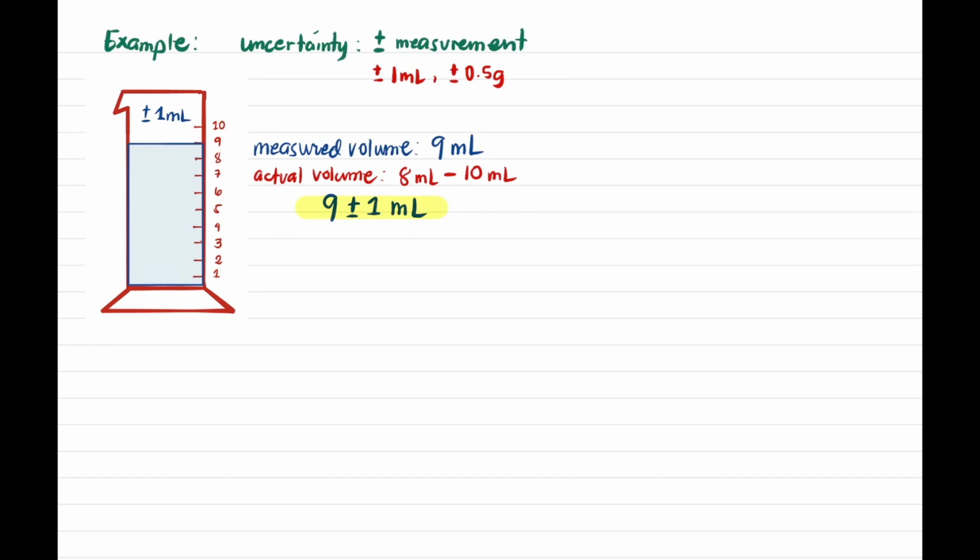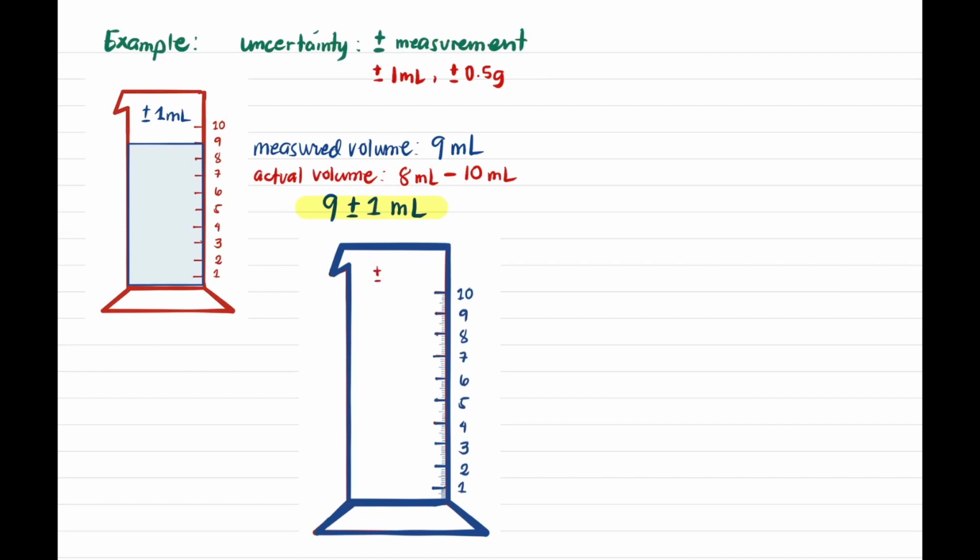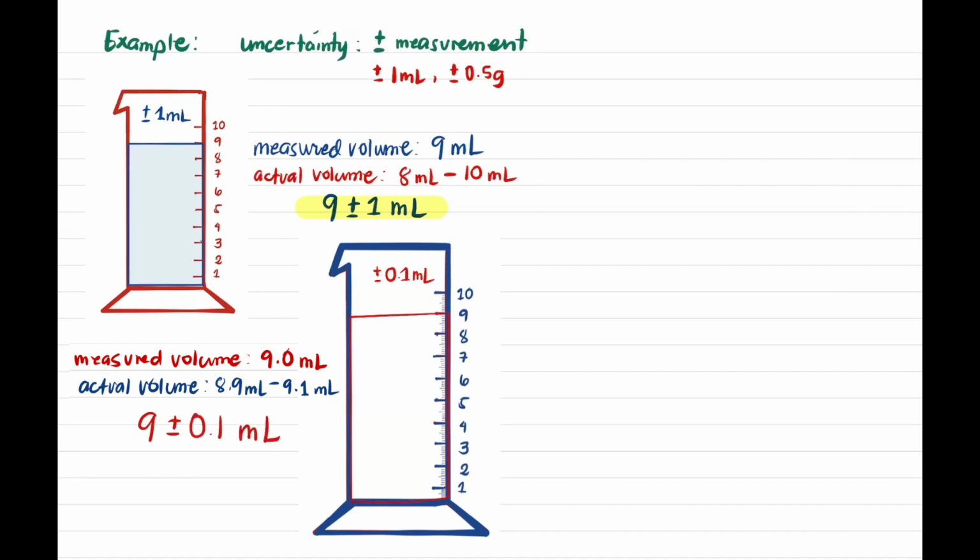For greater accuracy, maaari tayong gumamit ng graduated cylinder with finer divisions so that the value of uncertainty will be reduced to 0.1 milliliter. Kung ang volume na ating nakuha ay 9.0, we may express this quantity as 9.0 plus or minus 0.1 milliliters. And the actual volume is now somewhere between 8.9 milliliters and 9.1 milliliters. In this situation, na-increase na natin ang accuracy ng measured volume.